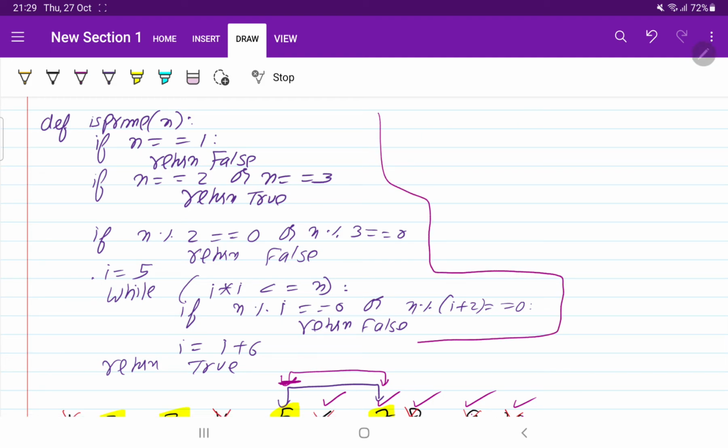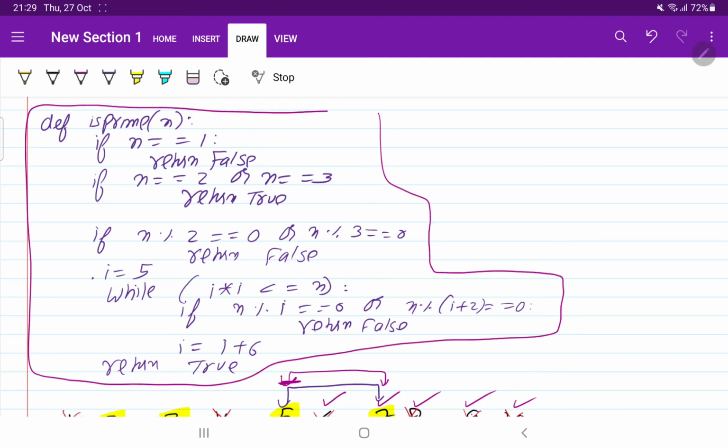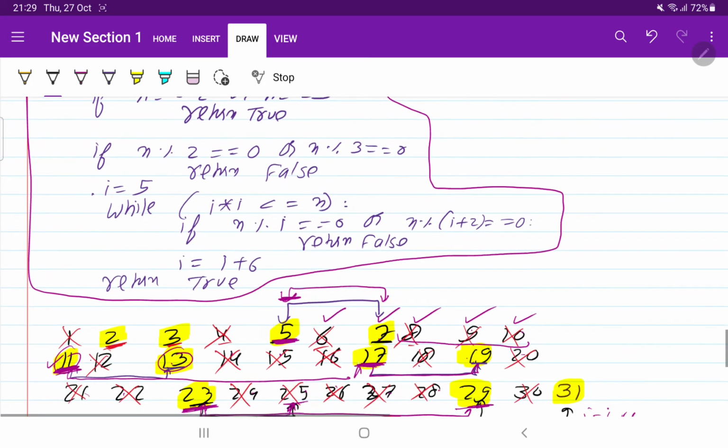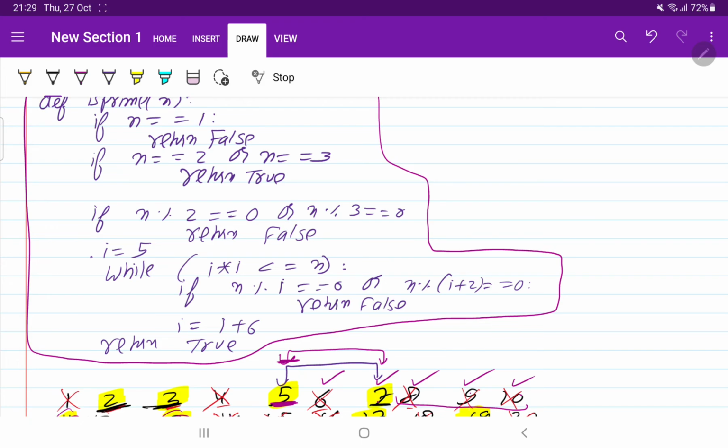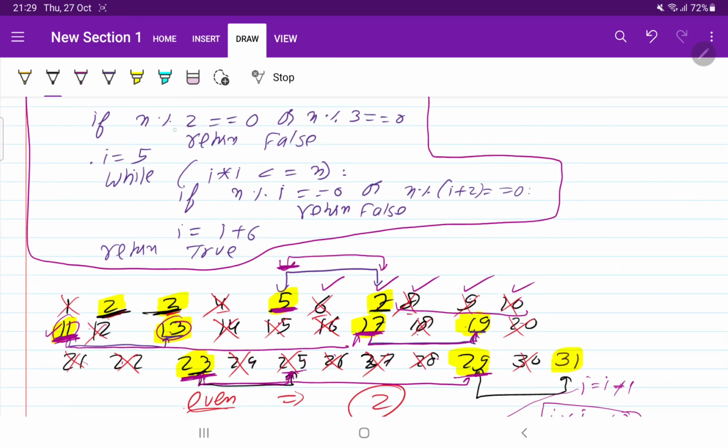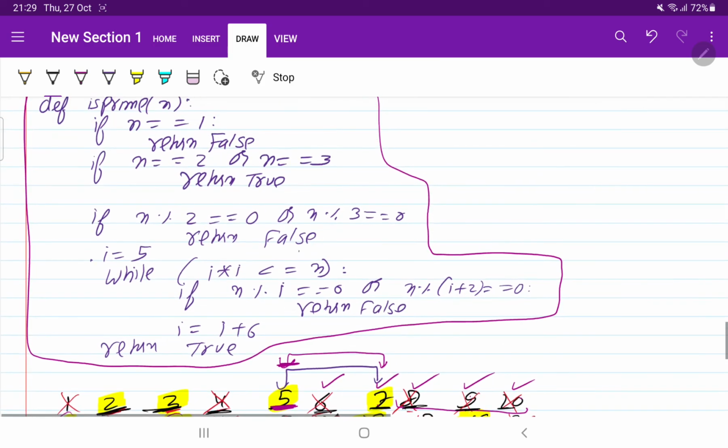So this is the code that we have to see. If n equals 1, we will return false because we know that 1 is neither prime nor composite. If n equals 2 or 3, we know that 2 and 3 are prime numbers, so we have to take care of them separately and return true. Then, as I told you, we will check if the number is divisible by 2 or 3, and then we will directly return false. It means 4 is cancelled out, 6 is cancelled out, 8, 9, 10, all those numbers are cancelled out.